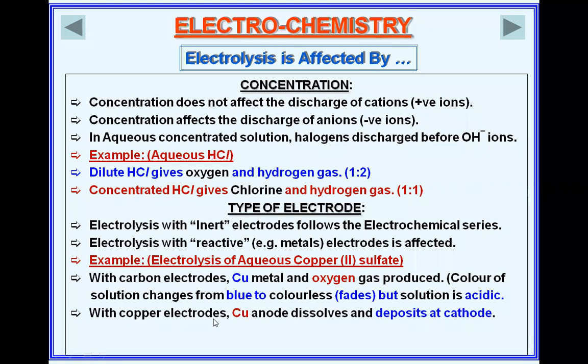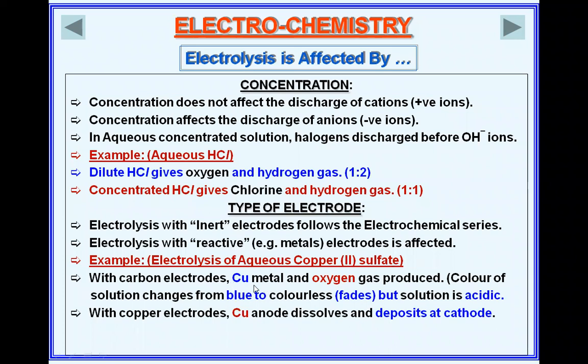But when we use a copper electrode in the copper sulfate solution, this is called an active electrode. The copper anode dissolves and deposits at the cathode. So the mass of the cathode is definitely increasing in both cases, whether carbon inert electrodes or active electrodes are used during electrolysis of aqueous copper sulfate.